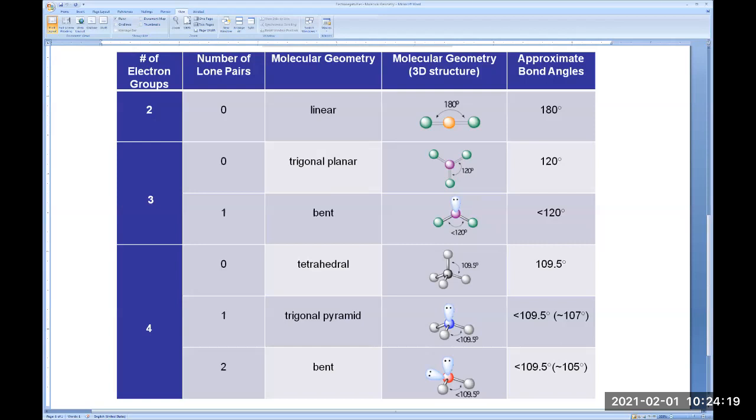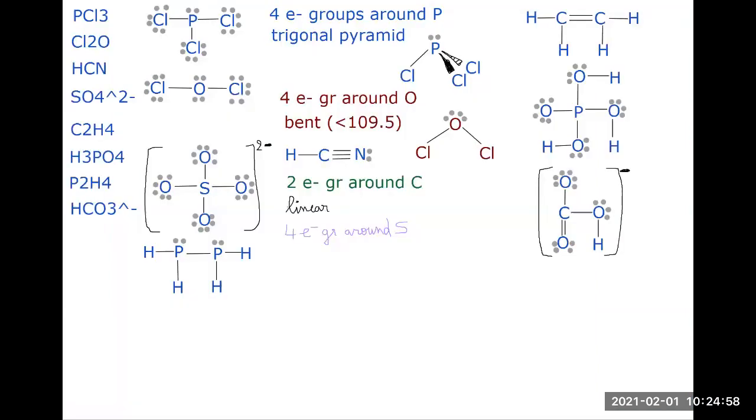So you will look at the row where it starts with 4 electron groups, 0 lone pair, and it's a tetrahedral shape. And you see the tetrahedron modeled here. And the angle is 109.5 exactly this time. And that's exactly that angle when all atoms that are bonded to the central atom are of the same kind, which is the case with SO4. So we have a tetrahedral geometry.